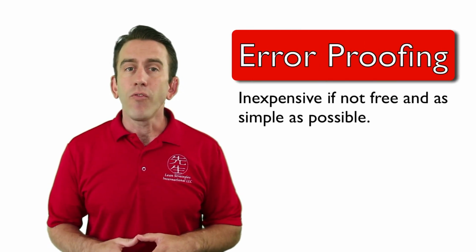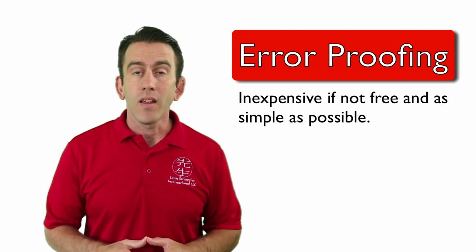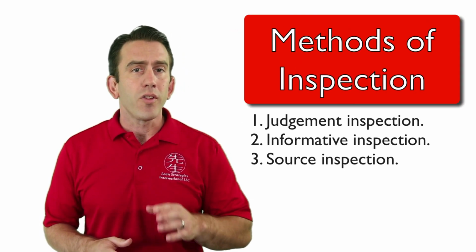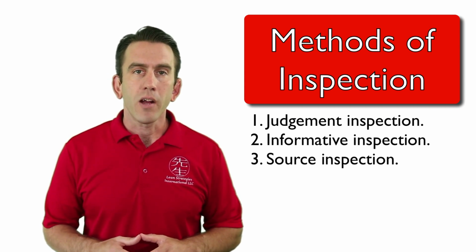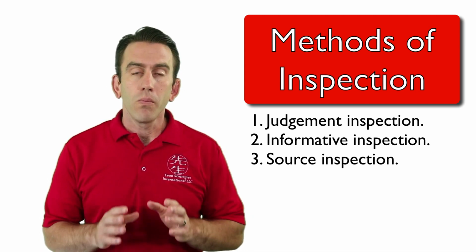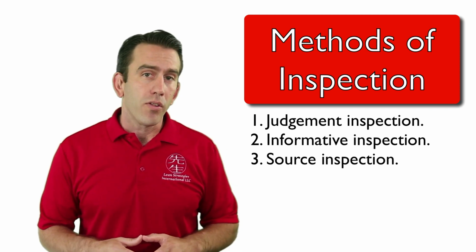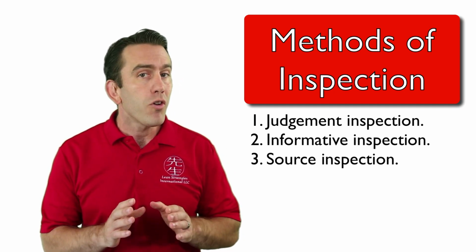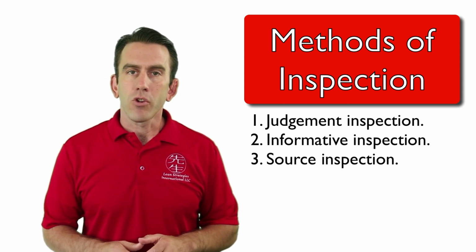Keep in mind that any form of error proofing should be inexpensive, if not free, and as simple as possible. Also, recall that there are different types of inspection. We have judgment inspection, informative inspection, and source inspection. In most cases, and if possible, you want to shoot for source inspection. But if source inspection is not a possibility, or you cannot think of a way to move your Poka Yoke to the source, then begin with informative inspection methods.